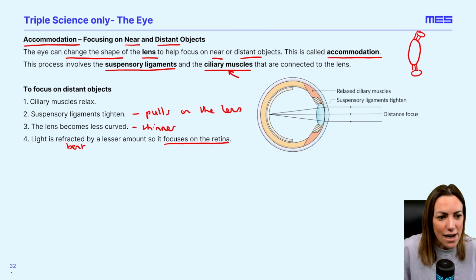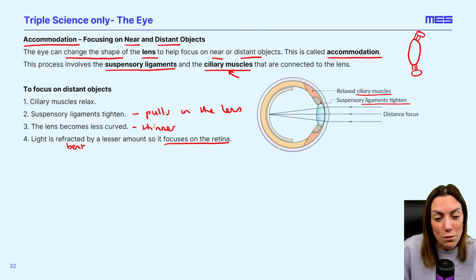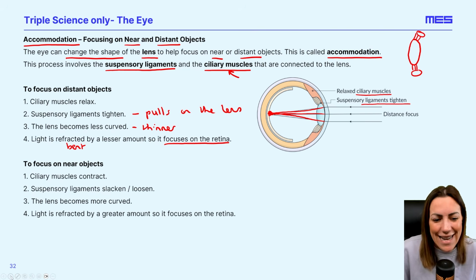Now let's have a look at this on a diagram, okay, so you can see all the different parts. So the ciliary muscles will relax, that will pull the suspensory ligaments tighter. The lens then gets pulled so it becomes thinner or less curved, and if your lens is less curved, it bends the light less or refracts the light less, which helps it to focus at what we call the focal point on the retina. Now, once you've learnt one side of this story, you've learnt the other really, because you just say the opposite. So let's do the focusing on near objects.